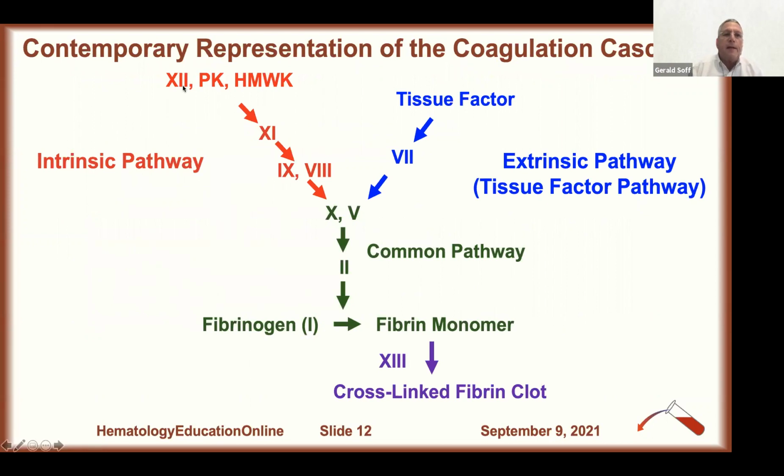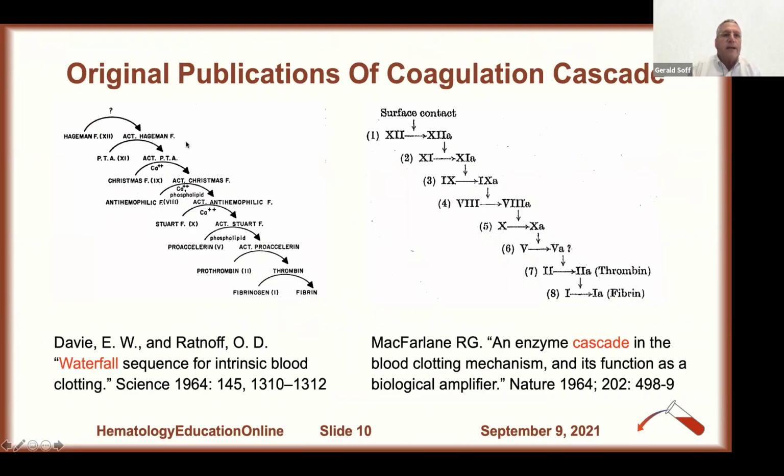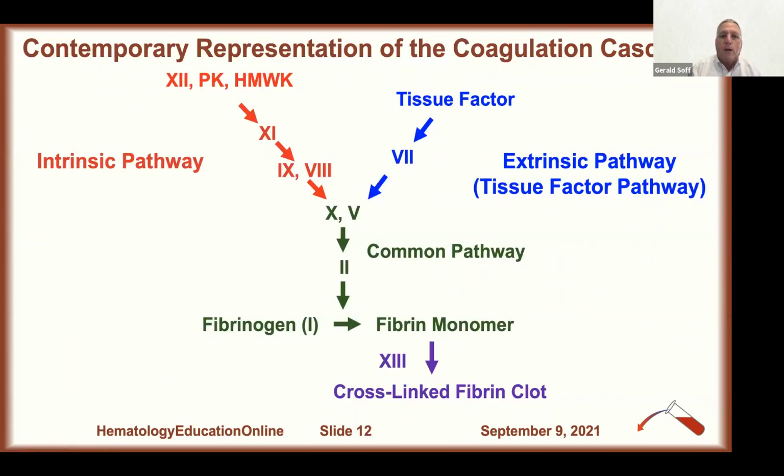We have the intrinsic arm shown here in red. We have the extrinsic arm, and we have the common pathway shown here. And then we have factor 13 cross-linking. I'm showing this very preliminarily, but we're going to tease this all out in greater detail. But one of the gaps in the original cascade is, where is factor 7, right? This is just a single arm. So the extrinsic arm was not present in these cascades. And there's other gaps as well, which we're going to talk about.